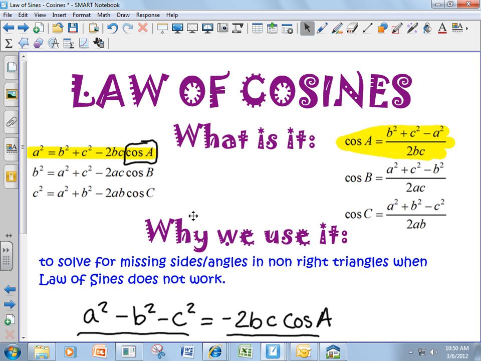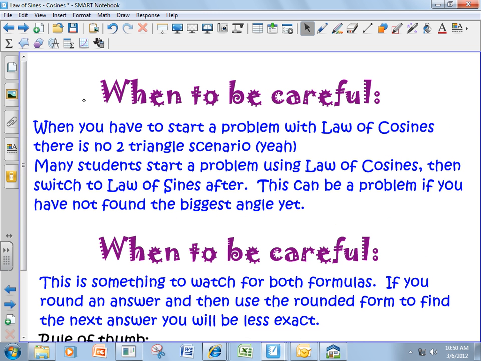Again, why are we using this formula? And that is to find missing angles and sides in a non-right triangle. And I would say most people would agree with me, you only need to use law of cosines if law of sines is not going to work. Because obviously we just discussed law of sines is easier. So if you can use it, then use it. Couple of things that you definitely want to be careful about.